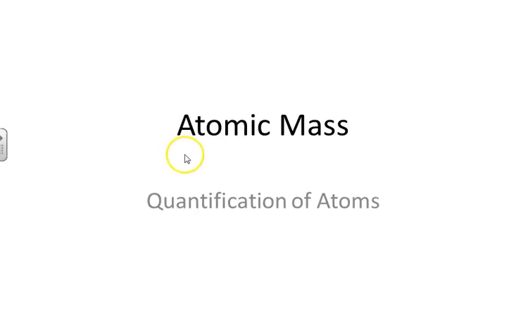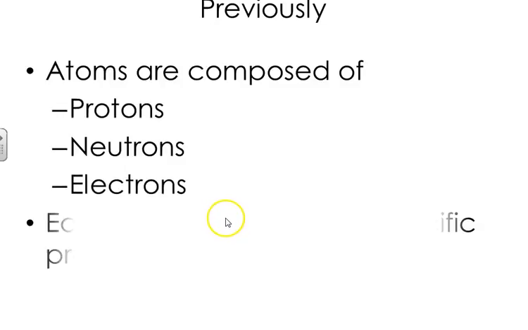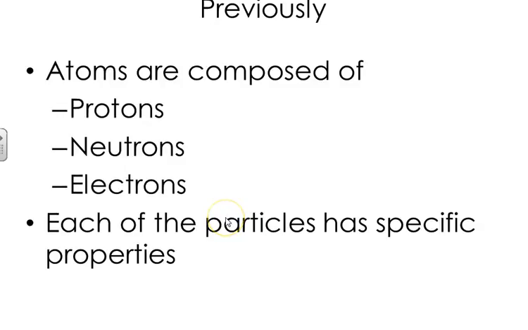Today's lesson is on the atomic mass concept as one of our ways of quantifying atoms. In previous lessons we learned that atoms were composed of protons, neutrons, and electrons. Each of those particles has specific properties unique to each one. We went over those properties.